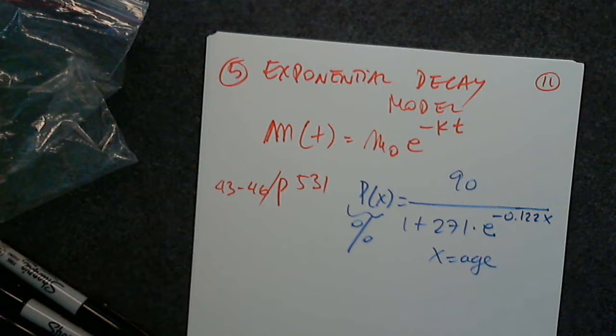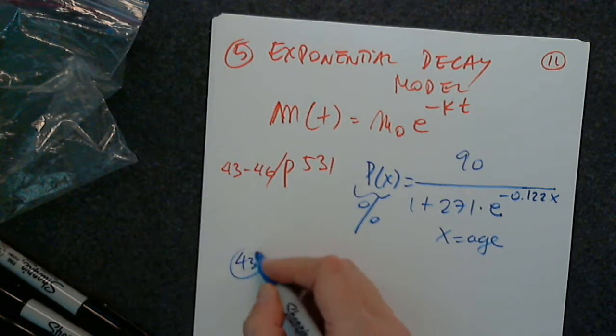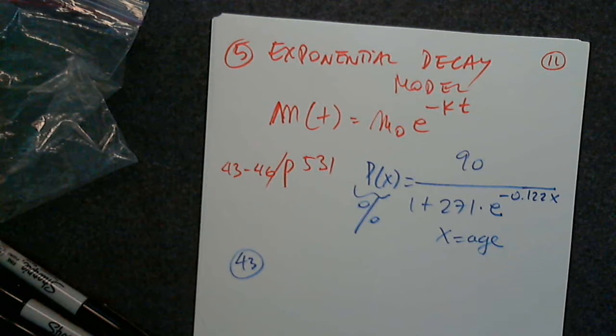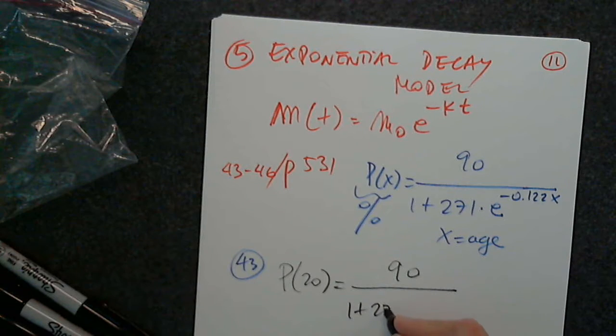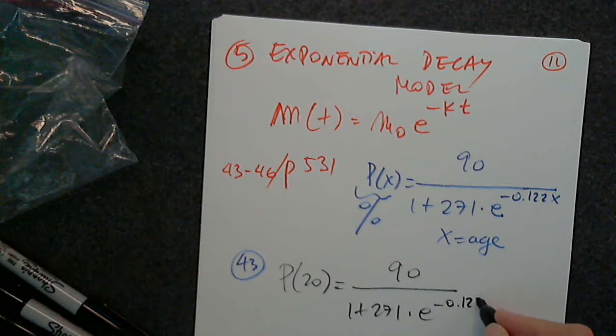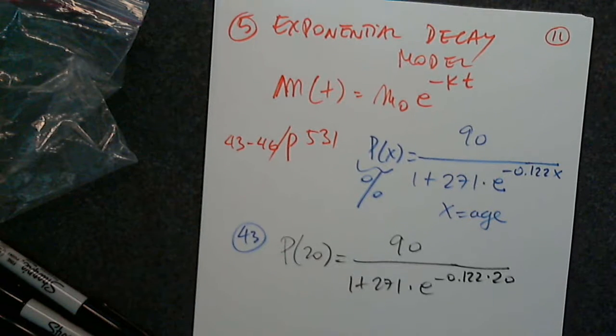What percentage of 20-year-olds have some coronary heart disease according to the model? So that's 43. Among the 20-year-olds, what is the percentage? How do I determine that? What do I have to do? 20. Yes, of course. So P of 20 is 90 over 1 plus 271 times e to negative 0.122 times 20. So we need the graphing calculator for this, so let's do that.